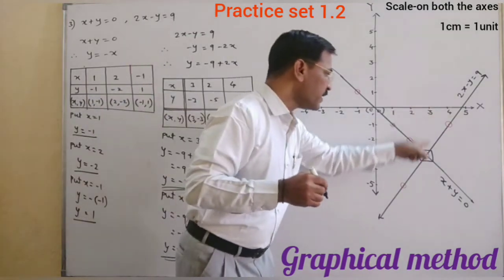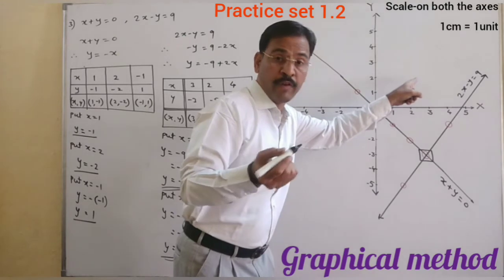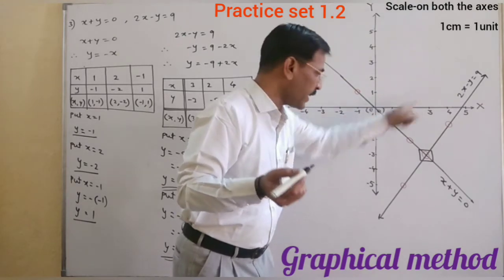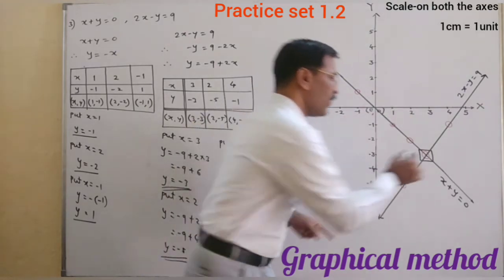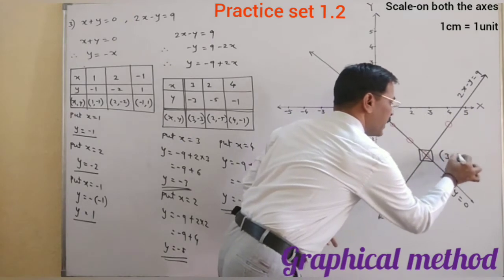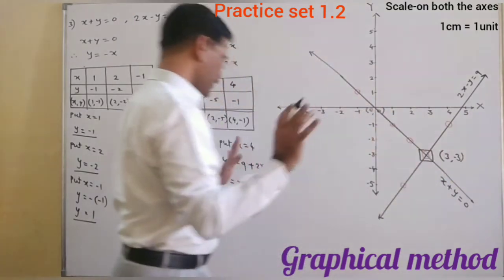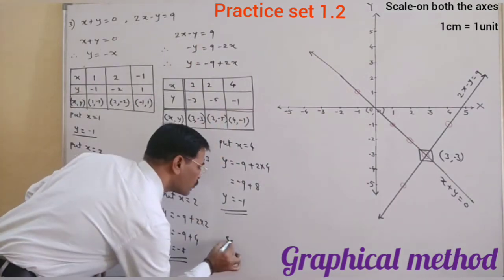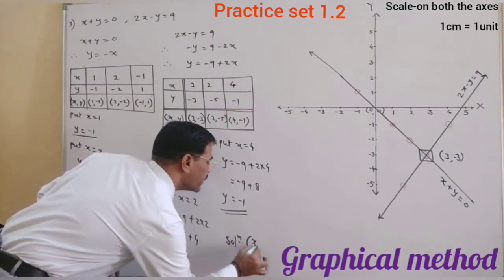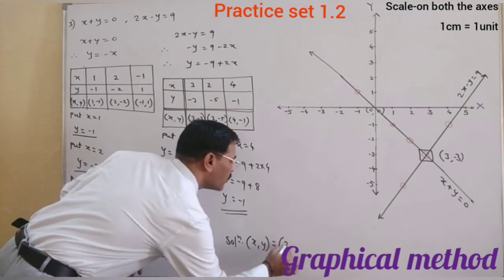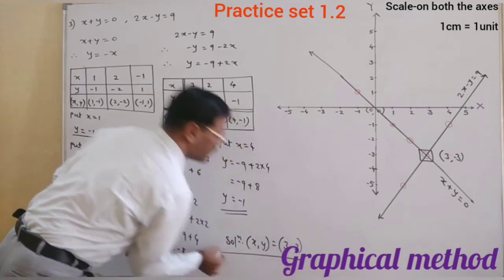See here, this is 3. Always we take the x coordinate first, and then the y coordinate, which is -3. So 3 comma -3. This is the solution which we have to write here. Solution, that is x comma y is equal to 3 comma -3.